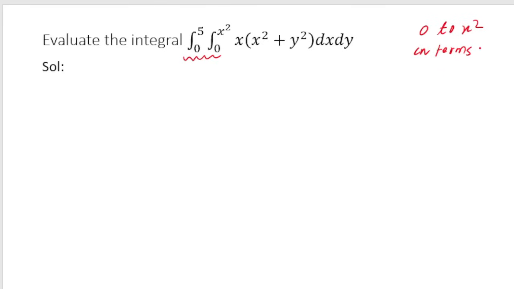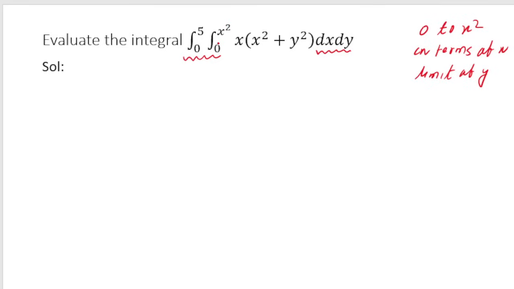Limit in terms of x means this is the limit of y. And if it is the limit of y, then 0 to 5 means this is the limit of x. Some people get confused by looking at dx dy. Even though it is written dx dy, the way the limits are given hints that the limit of y is given first, so we need to integrate with respect to y first. I repeat, here the limits are given in terms of x.